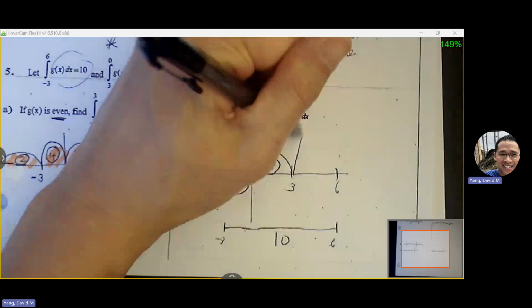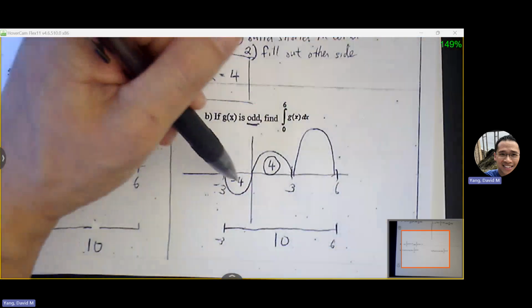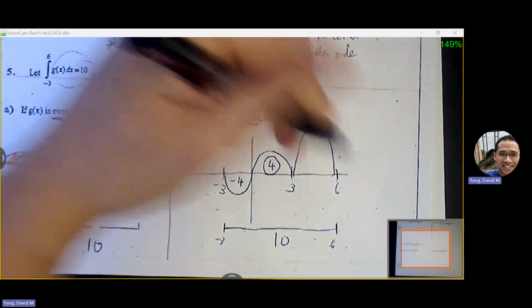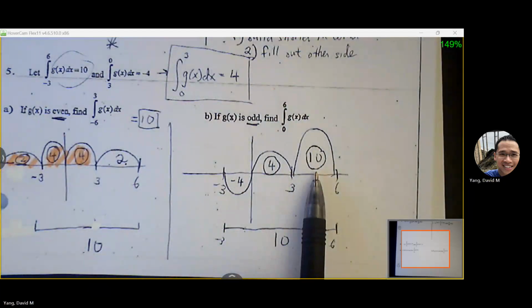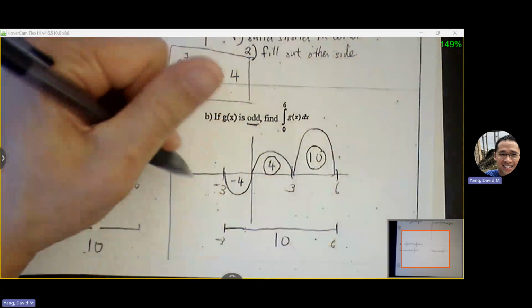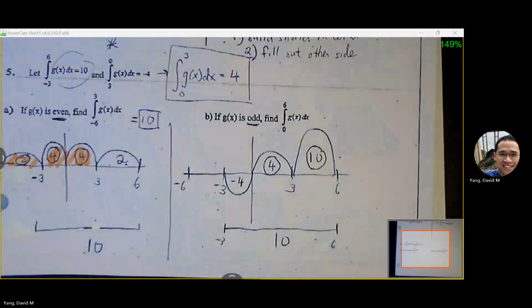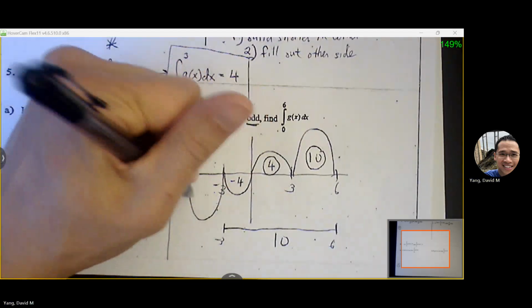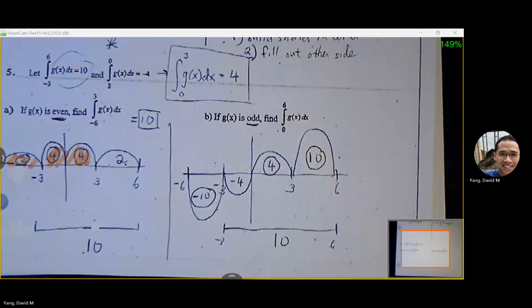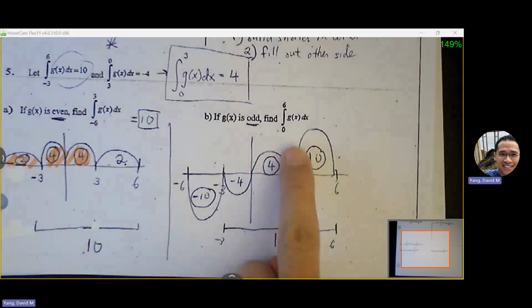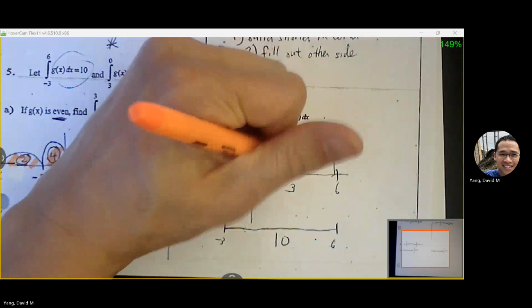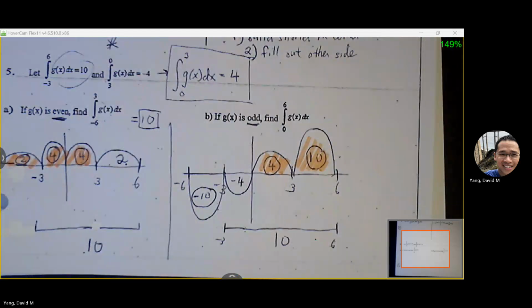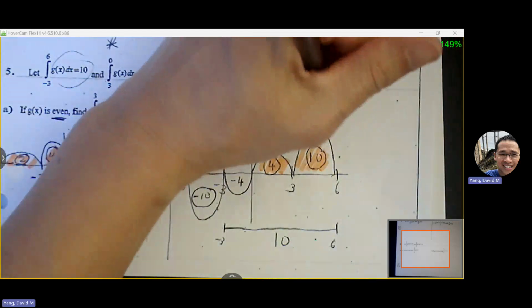10. All right. We need all these numbers to add up to be 10. -4 plus 4 is going to zero out. We still have 10 unaccounted for, so 10 is going to have to be here. And if this is 10, and it's an odd function, the other side must be what? -10. So now it says find the region from 0 to 6. It's going to add up to be 14.